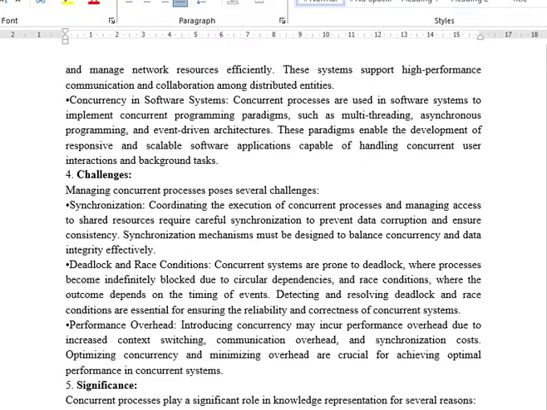So how to resolve this problem? Optimizing the concurrency and minimizing the overhead is crucial for achieving optimal performance in the concurrent system. So we have to achieve optimal performance in the concurrent system. When we are working with the concurrent system, we have to see the performance also, because multiple tasks will be performing at the same time, so we can get errors. We have to be very careful. So these are the challenges which come under the concurrent process.